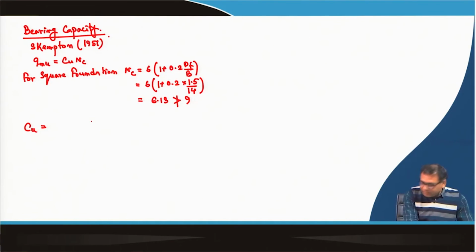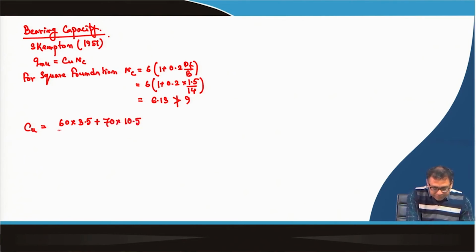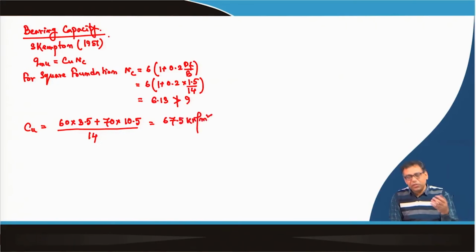So, we can see that Cu value will be 60 for the top layer with thickness 3.5, then the bottom layer is 70 into 10.5, total is 14. So, Cu value is 67.5 kilonewton per meter square. One thing you can do is directly use 60 kilonewton per meter square to be on the safe side, but as most of the 10.5 meter is in the second layer, that is why I have taken the weighted average value.